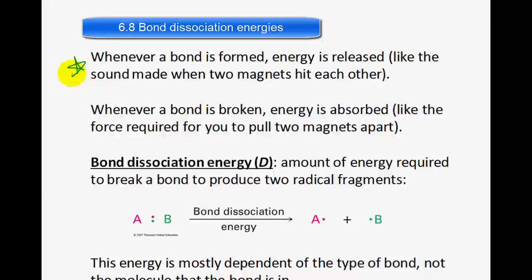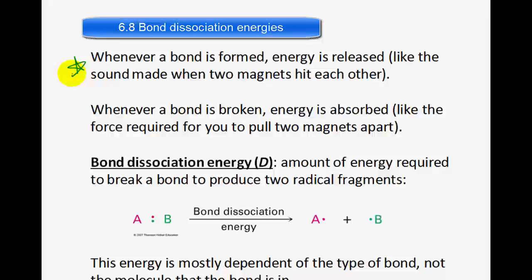So when a bond between two atoms is formed, something similar happens. Energy is released. You go from unstable atoms that are unhappy on their own to forming a bond which stabilizes them, makes them lower in energy and releases energy overall. So please remember that. And the opposite is true when a bond is broken.